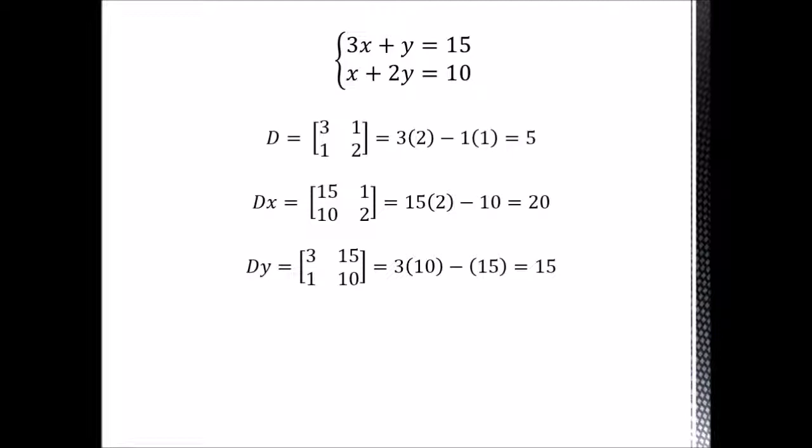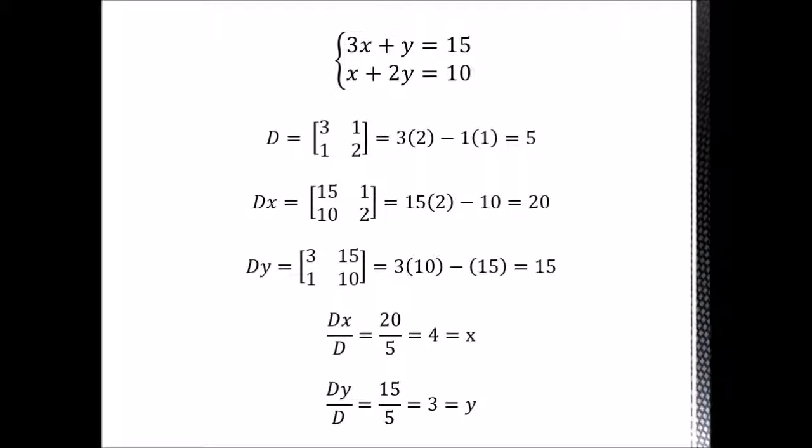And then what's next? We have to find x and y. So that means that we're taking d of x divided by d, so we get 20 divided by 5, giving us 4 as our x value. And then we take d of y divided by d, giving 3 as our y value. And that's how you do it for a 2 by 2. They're really not too bad with that.